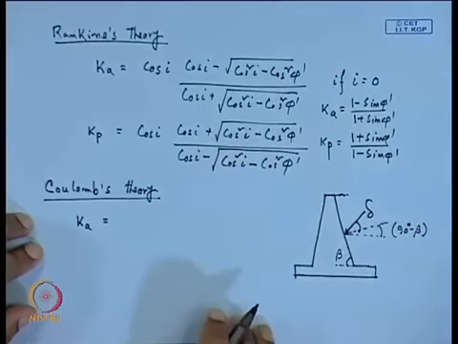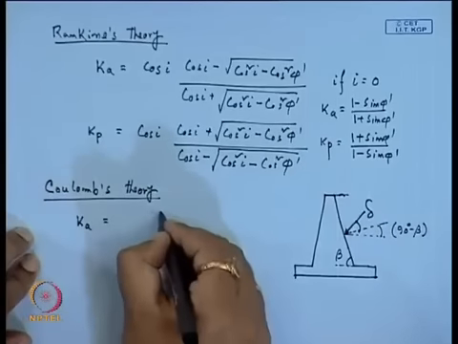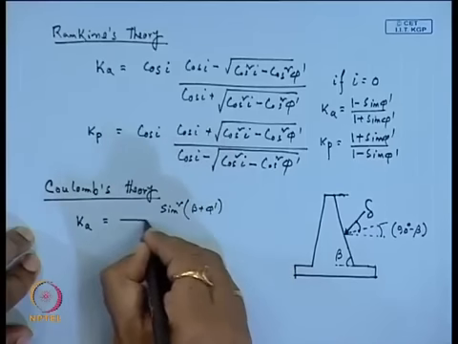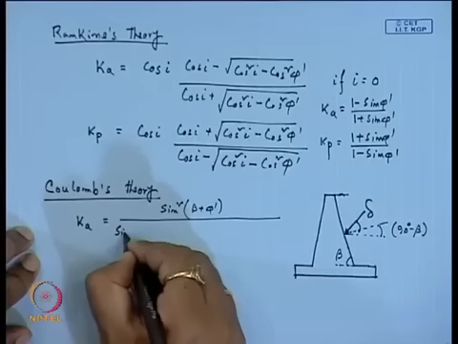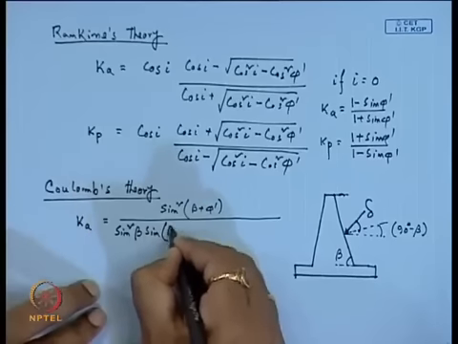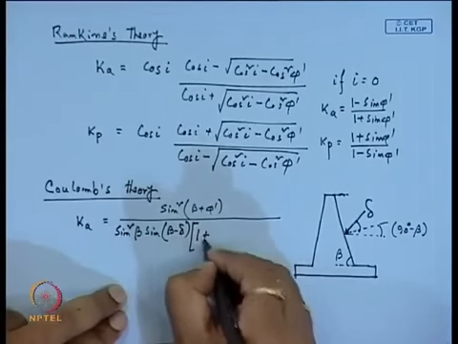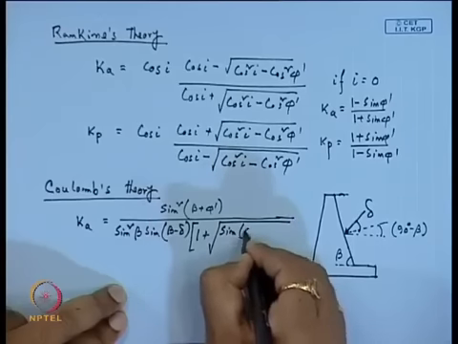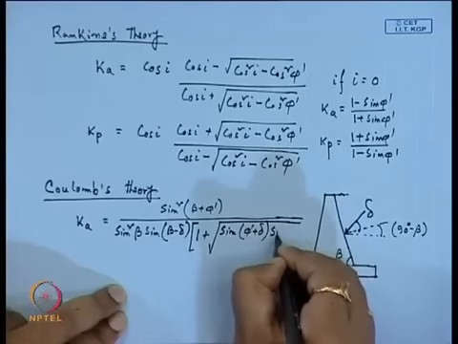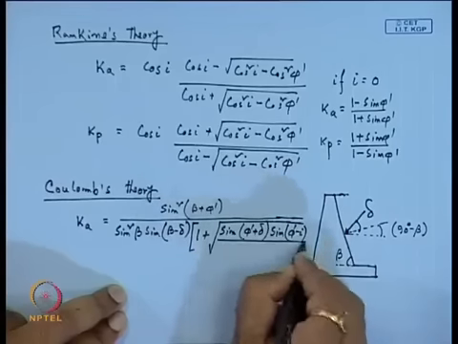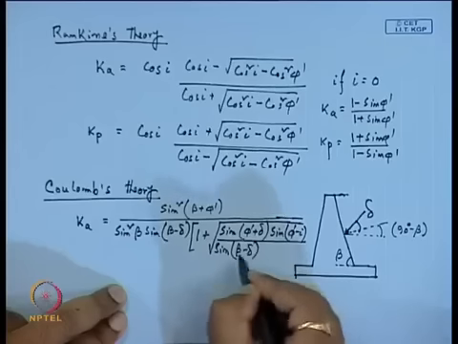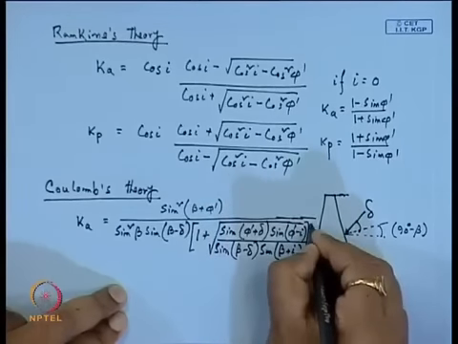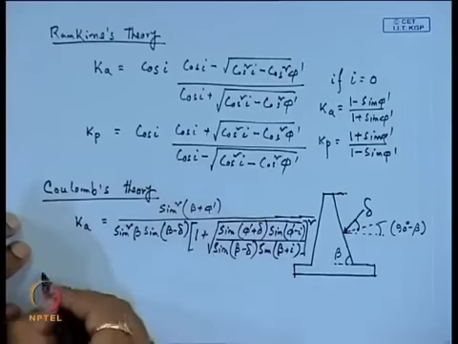For this type of case, K A is given by sin square beta plus phi dash, divided by sin square beta into sin beta minus delta, into 1 plus root over sin phi dash plus delta into sin phi dash minus I, divided by sin beta minus delta into sin beta plus I, and the total is squared, for the C equal to 0 condition.